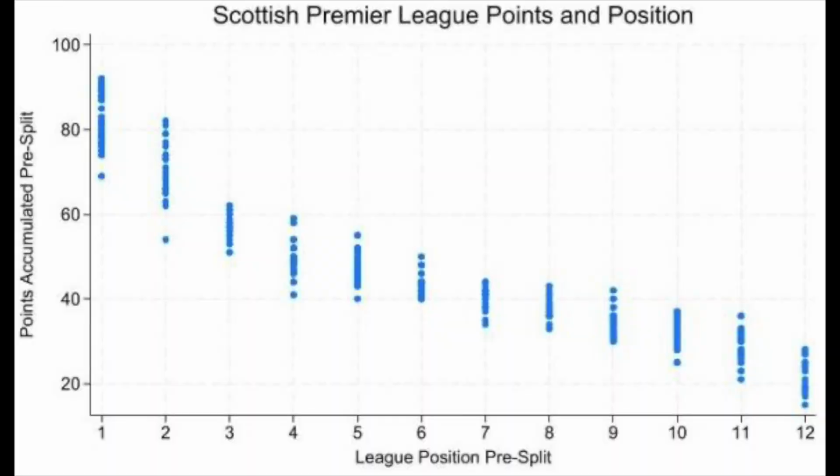The other assumption we need is that units either side are similar. Like we say, our two treatment groups are comparable. So what we've got here is league position pre-split, and then points accumulated pre-split. Of course this is decreasing because, as we said, that's the league. This is the Scottish Premier League after 33 games, so it is going in descending order. But what we're arguing is there's no huge jump.